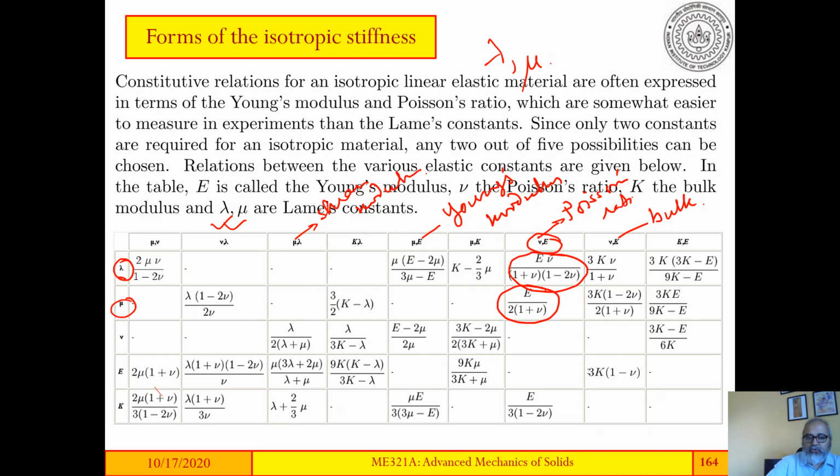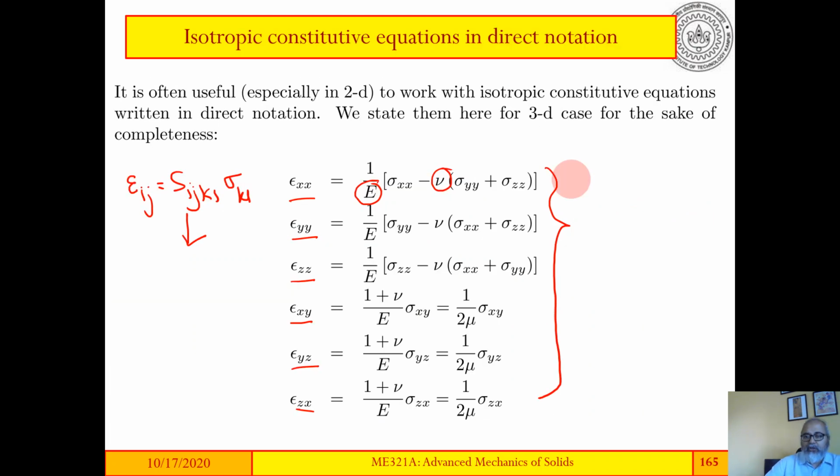So you will have to use this table to get lambda and mu in terms of Young's modulus and Poisson's ratio. You have to change the constants, and once you do that, you can express Sijkl in terms of Poisson's ratio and Young's modulus, and from that you will be able to derive these relations. So please derive these equations. You have seen them earlier, and they have a very nice structure.